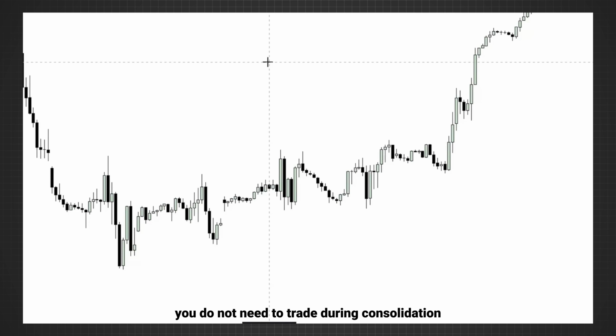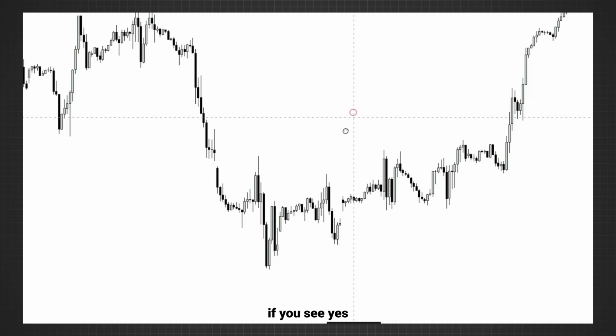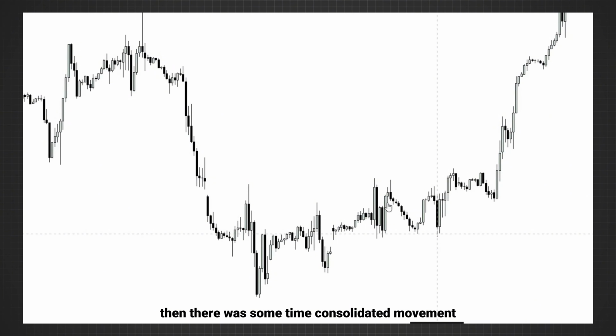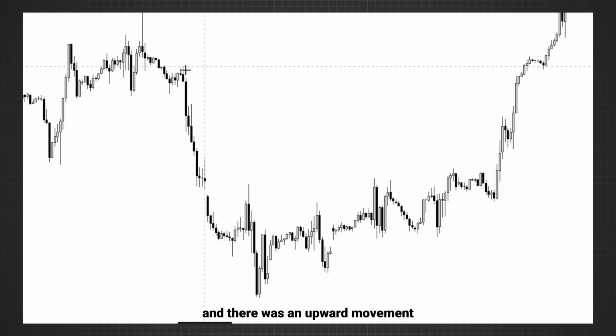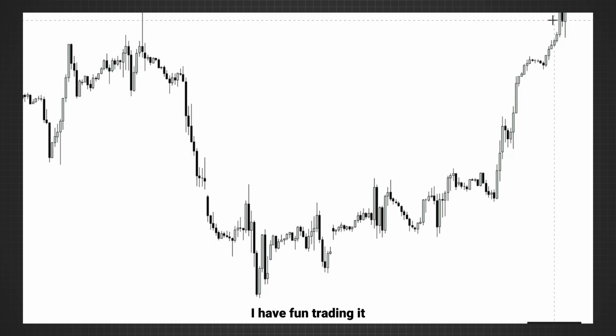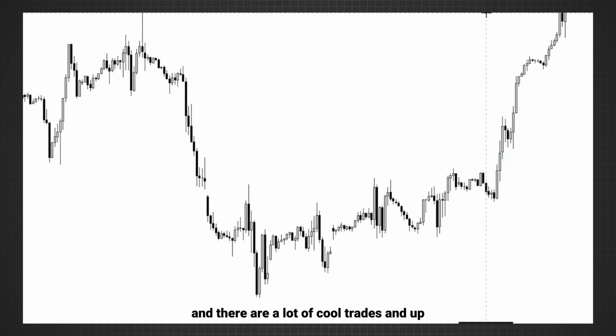First of all, you do not need to trade during consolidation. Here there was a downward movement, then there was some time of consolidated movement, and then there was an upward movement. I can trade absolutely everything. I have fun trading it, and there are a lot of cool trades. And up you can trade it all combined. On scalper trades and on M15 trades, there are absolutely huge numbers. I have absolutely no worries at all about missing out on deals.